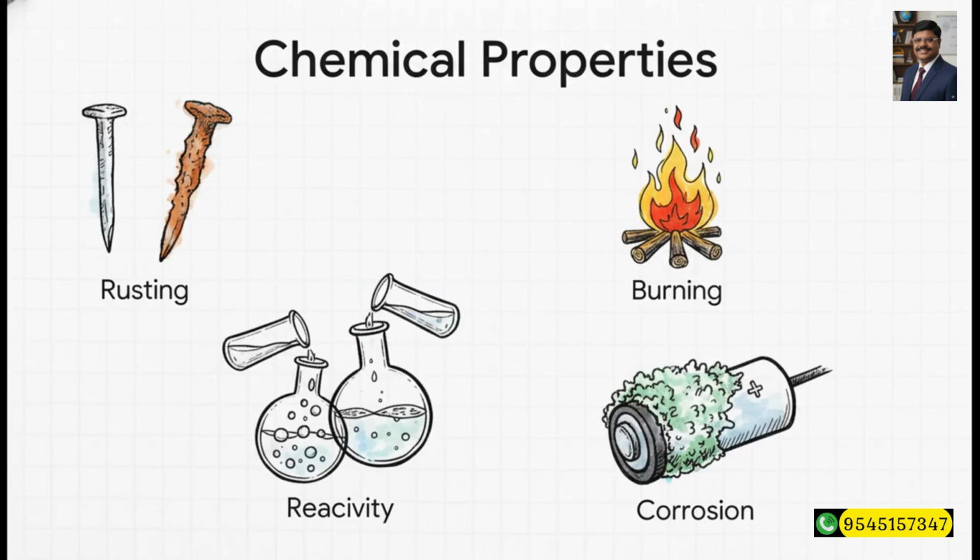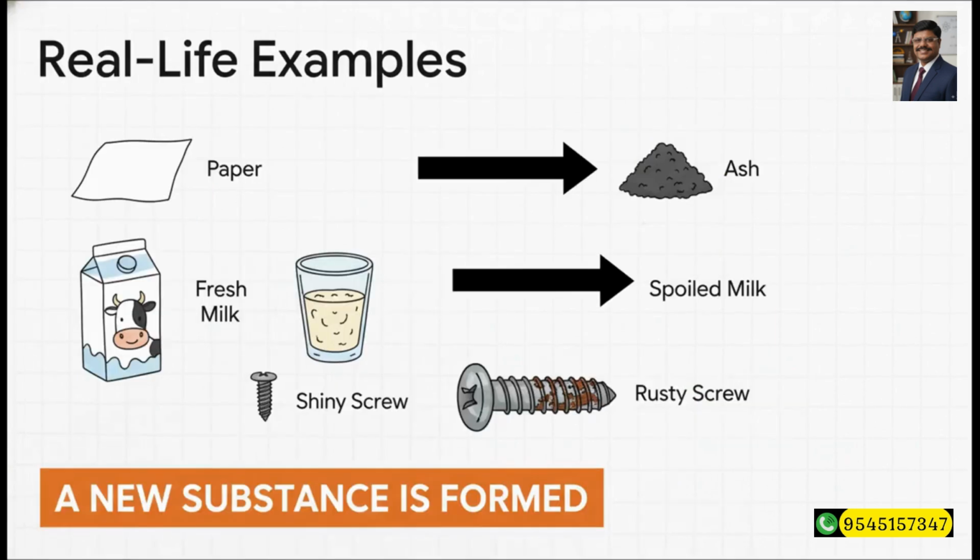So what does this look like in the real world? Well, think about things like rusting, or burning, or how reactive something is with other chemicals, or corrosion. All of these processes totally, fundamentally change the original material into something entirely different. And these chemical changes are happening all around us. When you burn paper, it turns into ash. You can't turn it back into paper, right? When milk goes sour, a chemical reaction has made something new and, well, pretty gross. And when a nail rusts, it's not just iron anymore. It's a new substance called iron oxide. The big idea here is that a new substance is always formed.